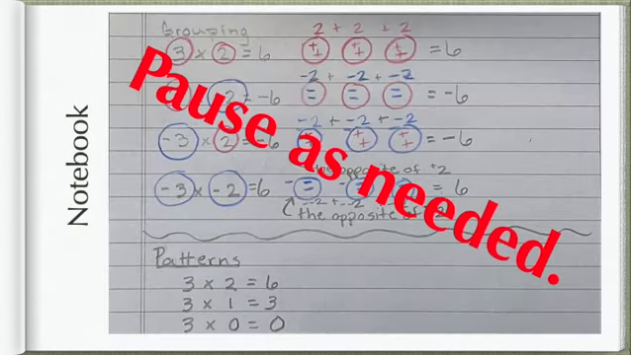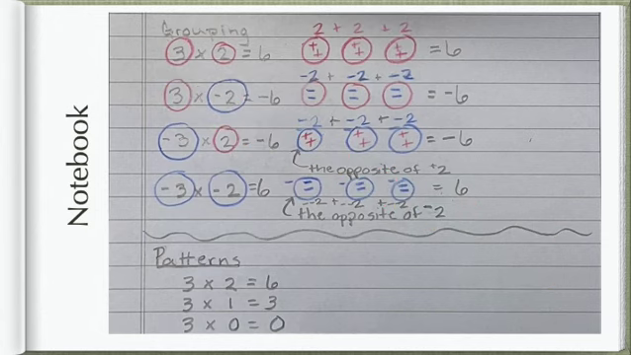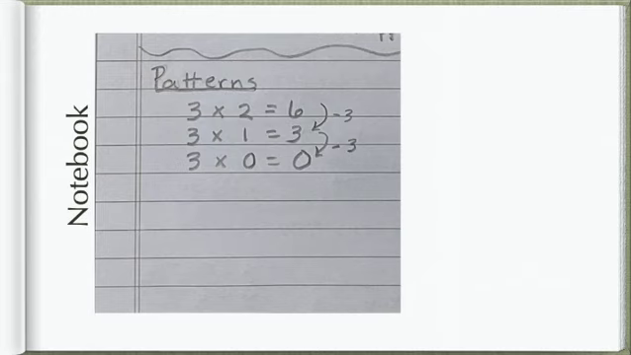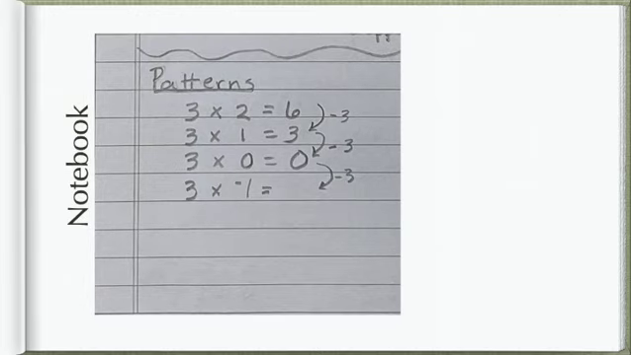This time I'm going to show you our third model, which is kind of embedded in our notes for the rules, and that's the model of patterns. So if you look here, the pattern is the 2, the 1, and the 0. And then you have 6, 3, 0. Your products are going down by 3 as that second factor is going down by 1. What do you suppose the next equation would be? That's right, 3 times negative 1.